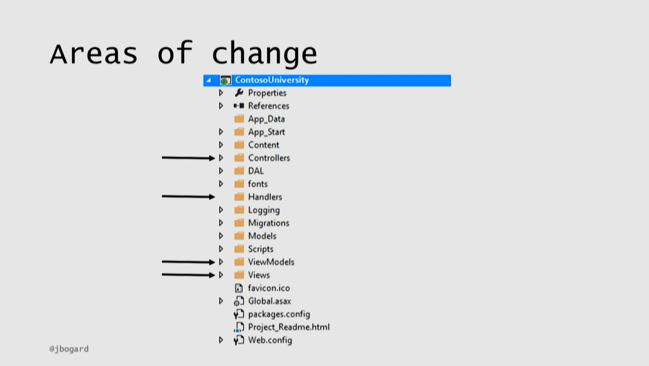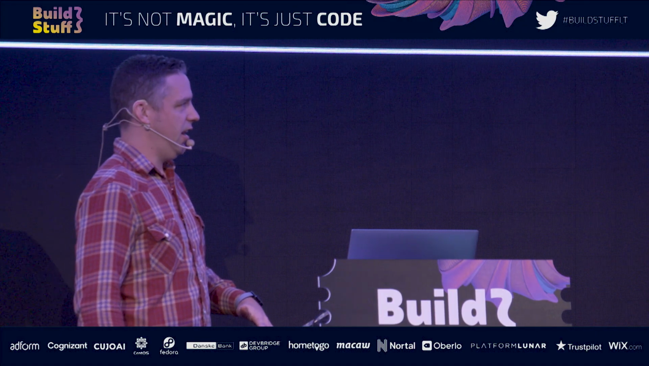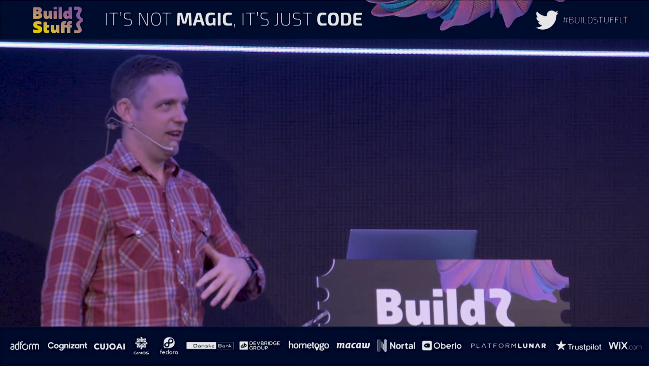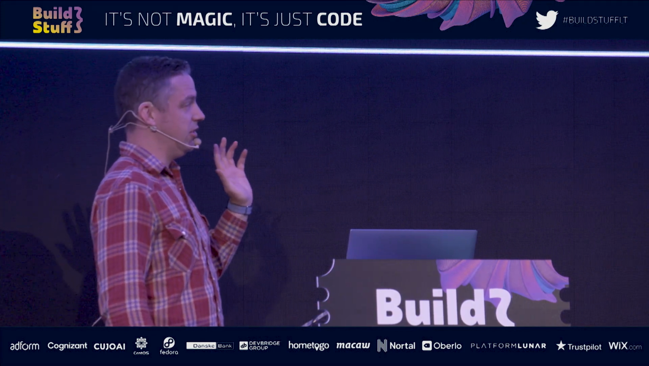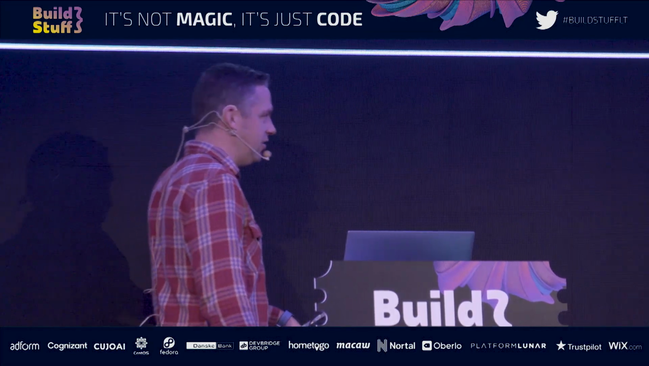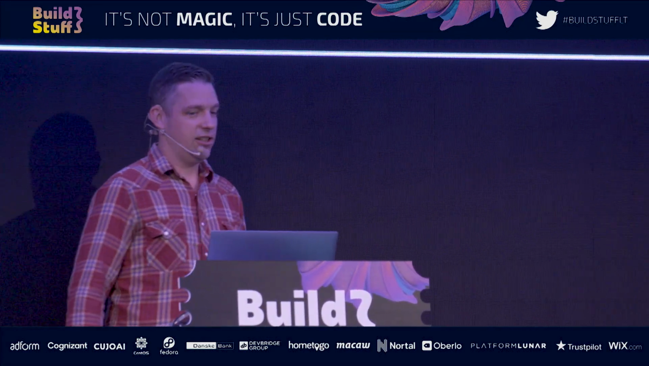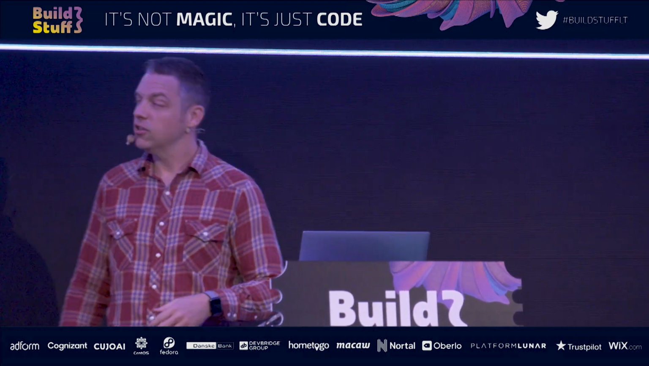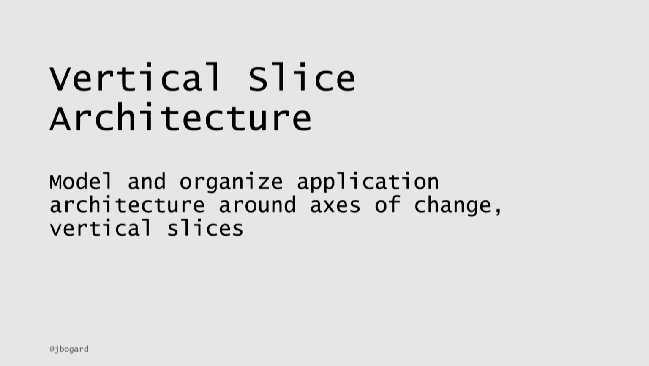So this talk is a bit of a sequel to a talk I did a couple years ago called SOLID Architecture and Slices, Not Layers. I want to really dig deep into what it looks like in an application when we get rid of all of these complicated layers and start to organize our application instead around the axes of change. And that's what vertical slice architecture really is.